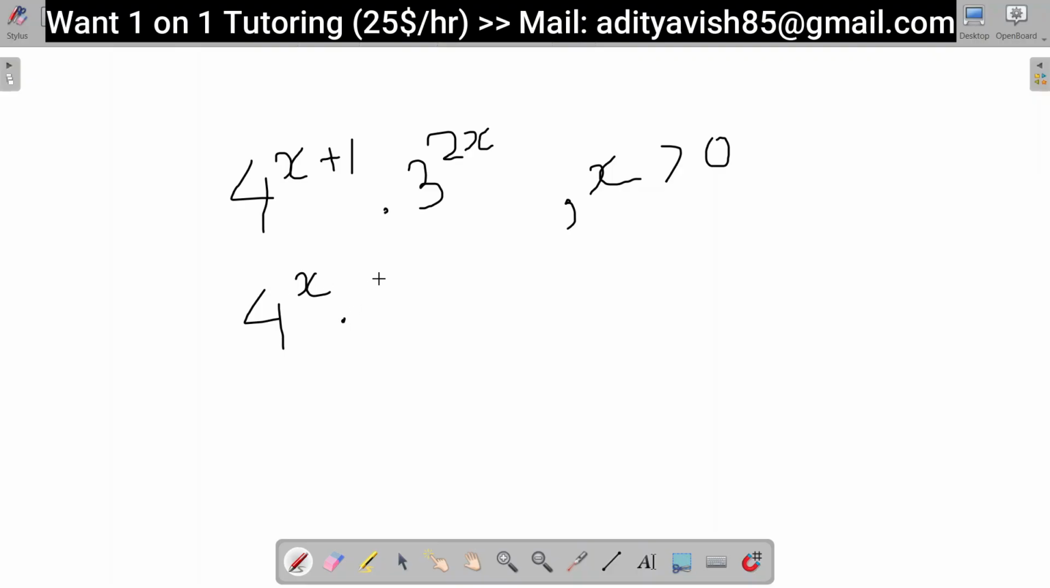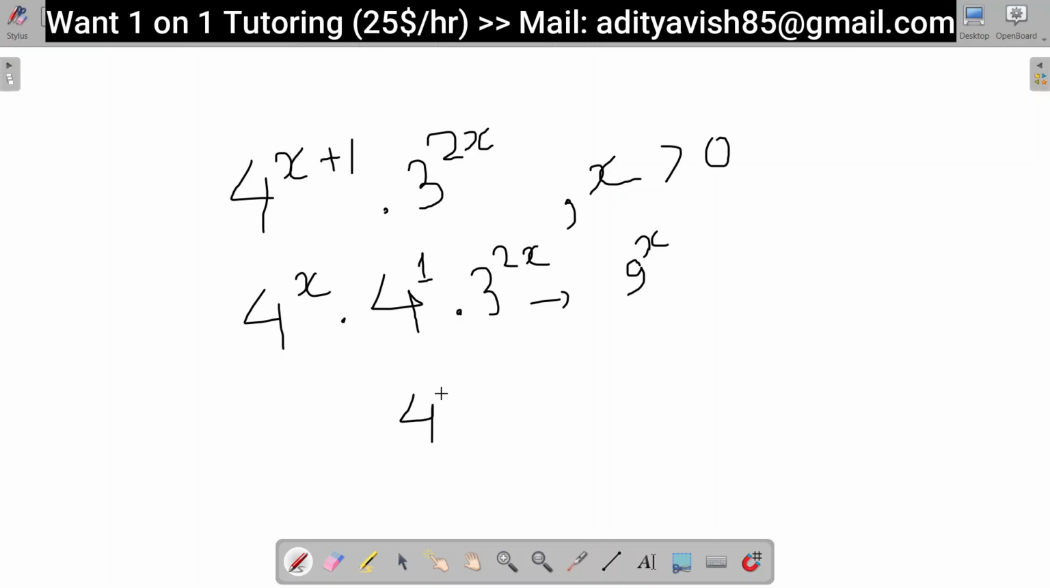We can write 4 raised to power x plus 1 as 4 raised to power x multiplied by 4 raised to power 1. And we can write 3 raised to power 2x as it is. Now, we can also write 3 raised to power 2x as 9 raised to power x. You know, the 2 is basically the square, so we'll just do the square of 3 and write the x as it is.